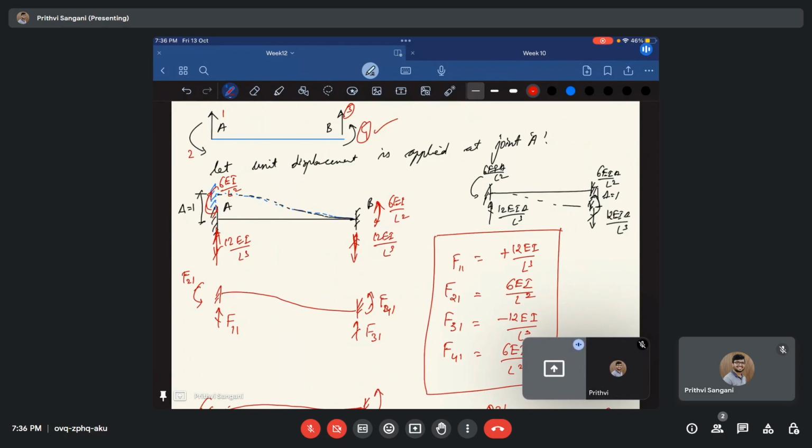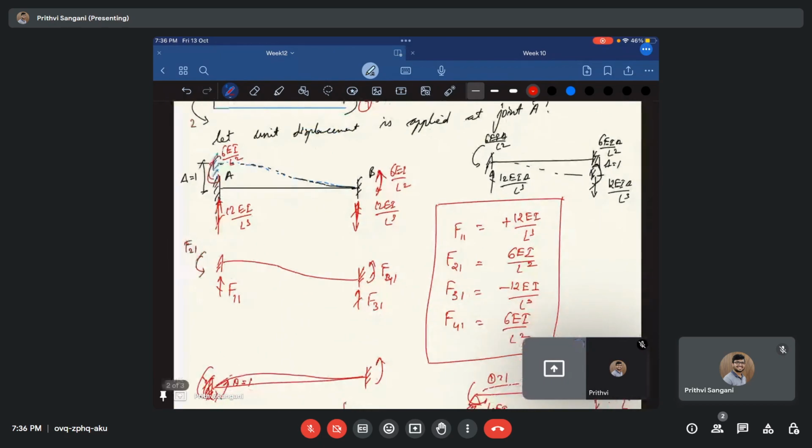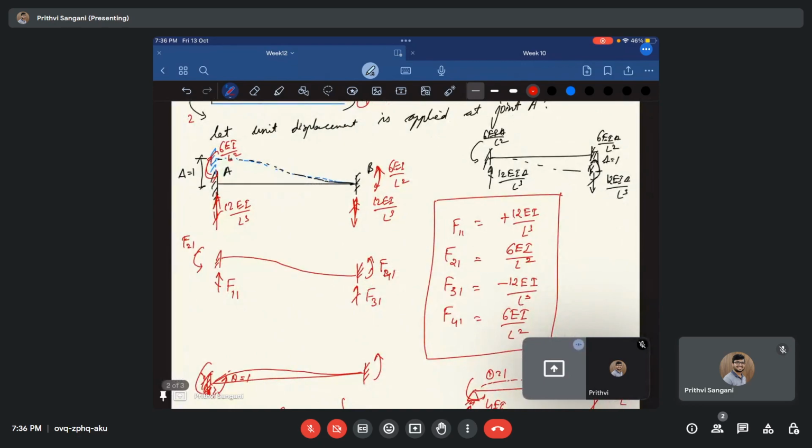Just let me understand what actually I have done here. Initially, for each degree of freedom, I'm trying to displace it by unity, and then I'm trying to find out the forces in it, right? What I'm trying to do is, when I'm doing that, I'm trying to make the other degrees of freedom zeros, right?